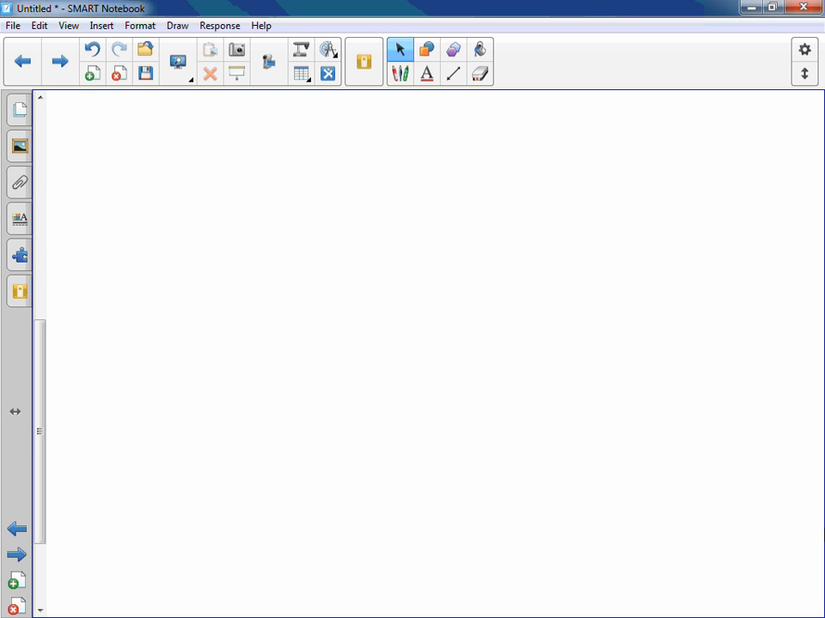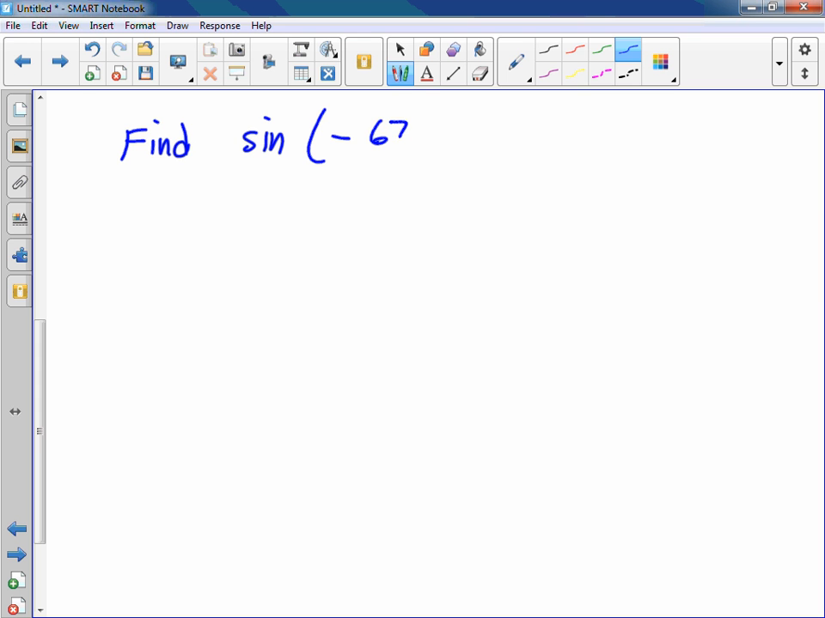So far, we've just done a lot of alphas and thetas and non-specific angles. Well, I guess we did some in the warm-up, so that's not true. We can say, find the sine of negative 67.5 degrees.